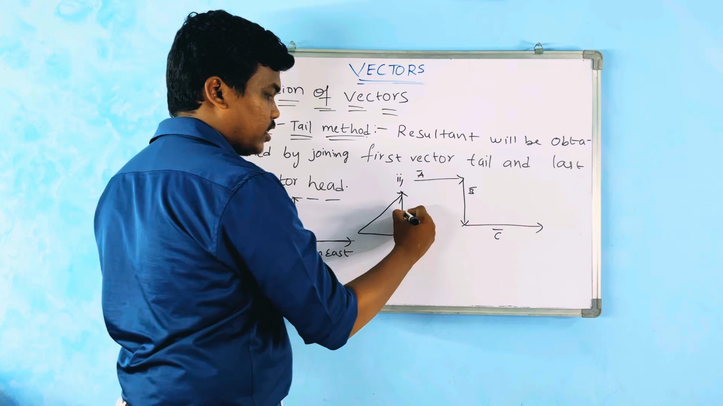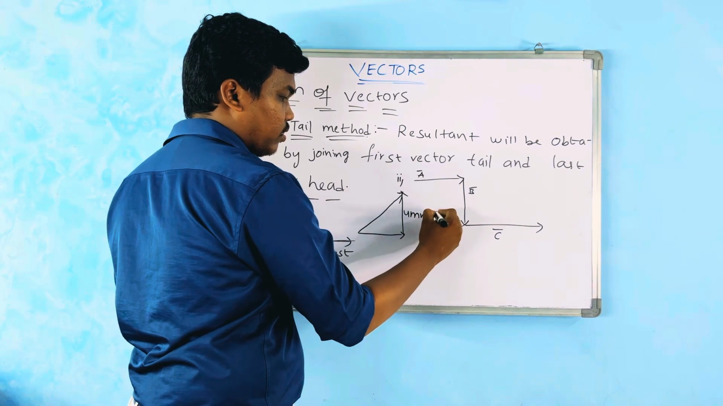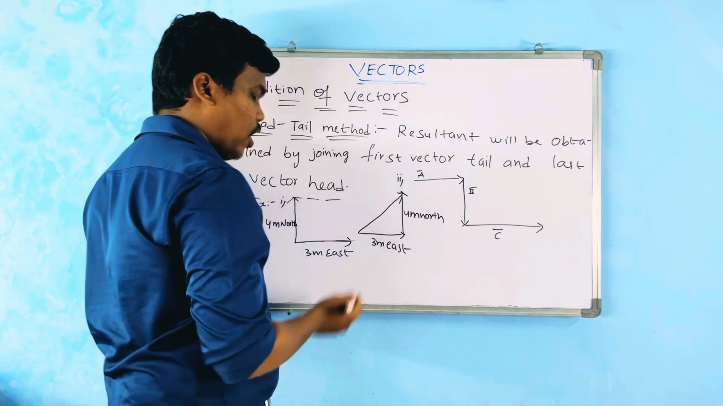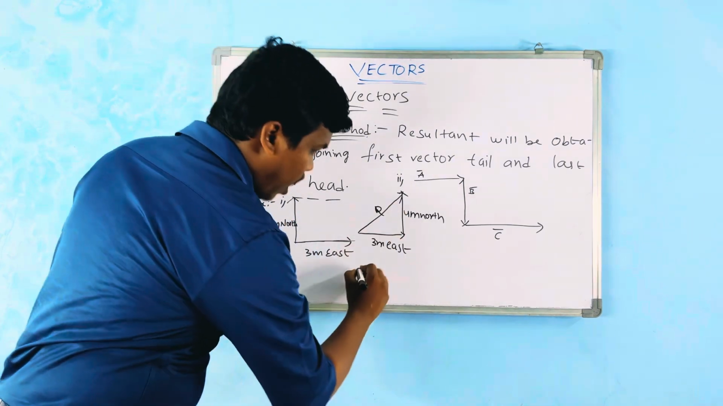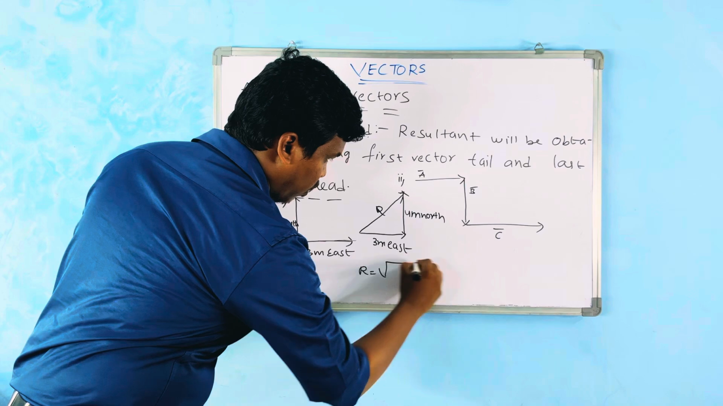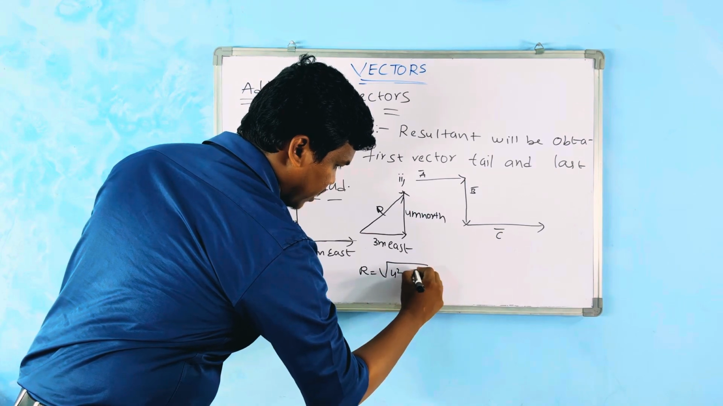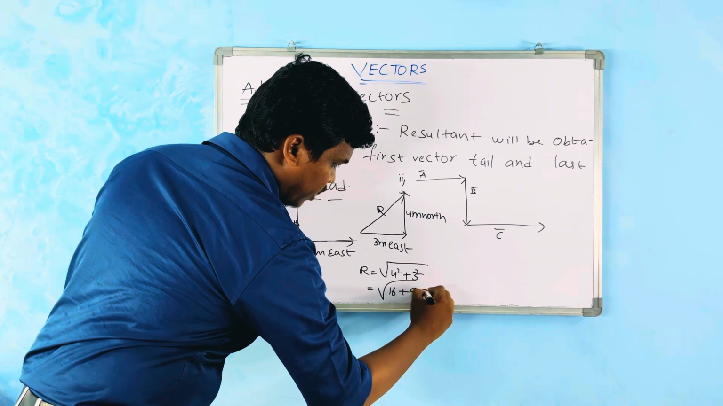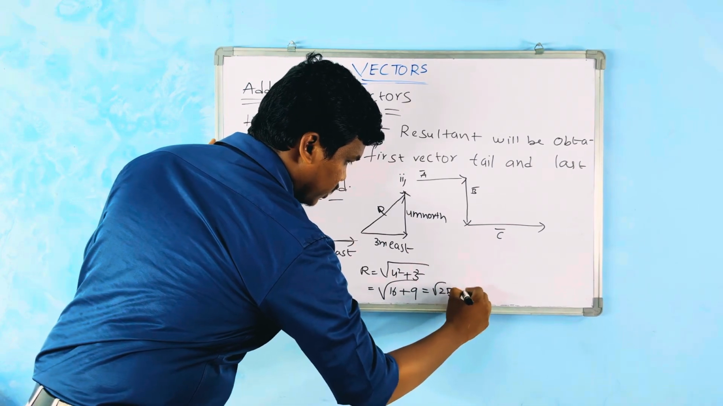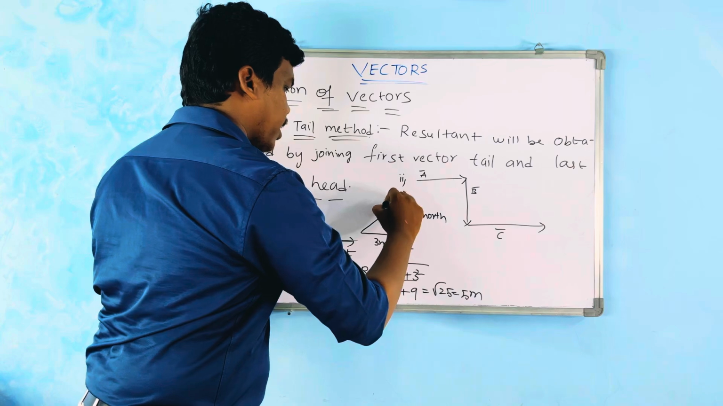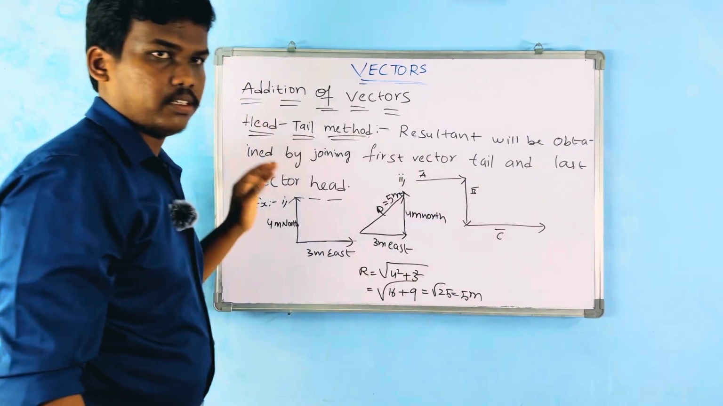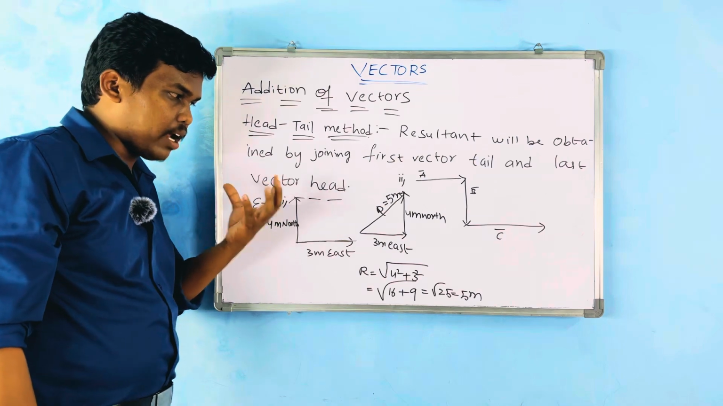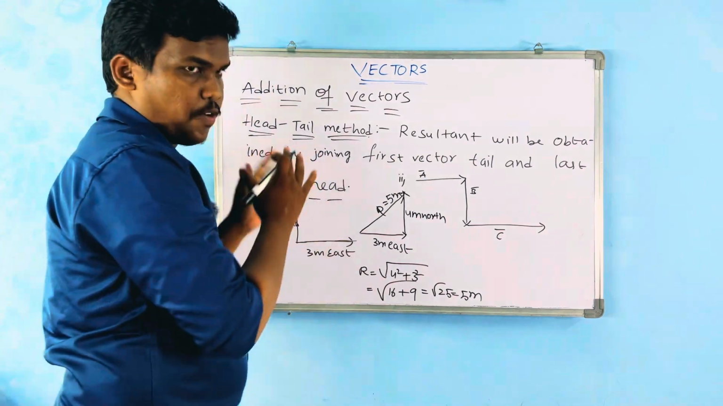So here, this is 4 meters north and here is 3 meters east. Now we will find the R. R is equal to root over 4 square plus 3 square. That means 16 plus 9 gives root 25, that is 5 meters. R is 5 meters. When two vectors are there, we will find it in this way.